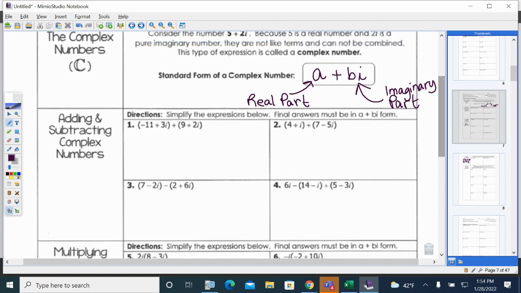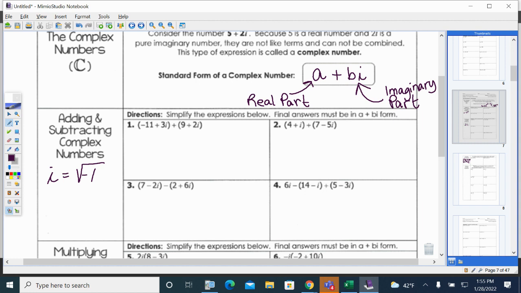So in this first section in our notes, it's called adding and subtracting complex numbers. The directions tell us to simplify the expression below. Final answers must be in the form a plus bi. Now, i works kind of like a variable. i, if you'll remember, is equal to the square root of -1. So i is representing something. It works like a variable. If I'm going to add or subtract, I can only add or subtract things that are alike.